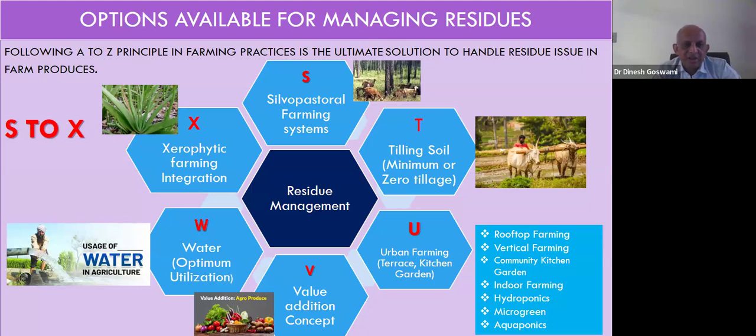Another one is xerophytic farming integration. One example of a xerophytic plant is aloe vera. In farming practices, there are farmers following a monocropping system.